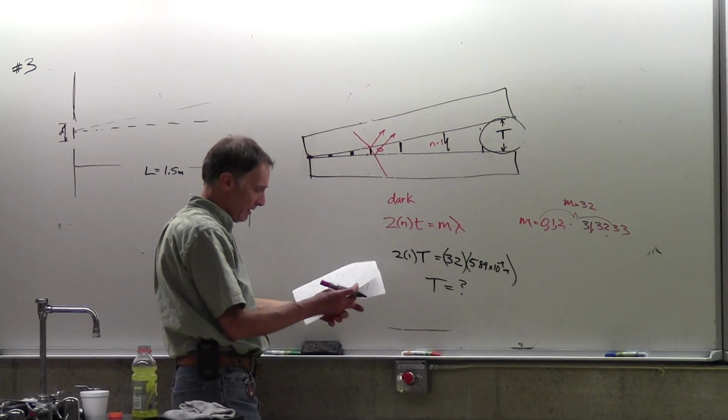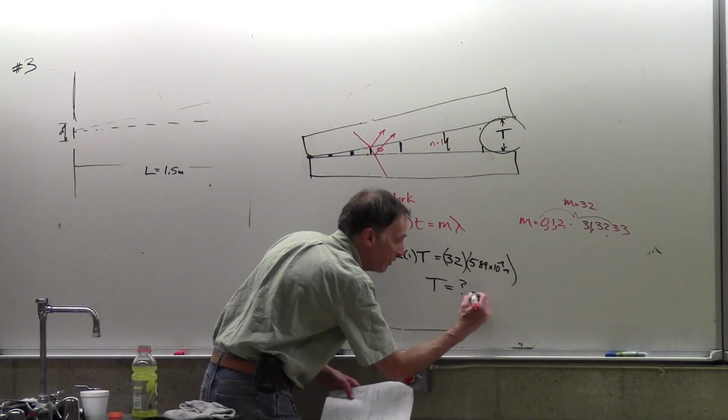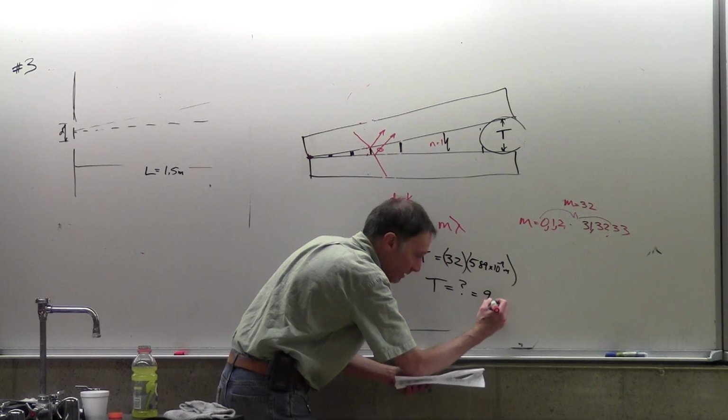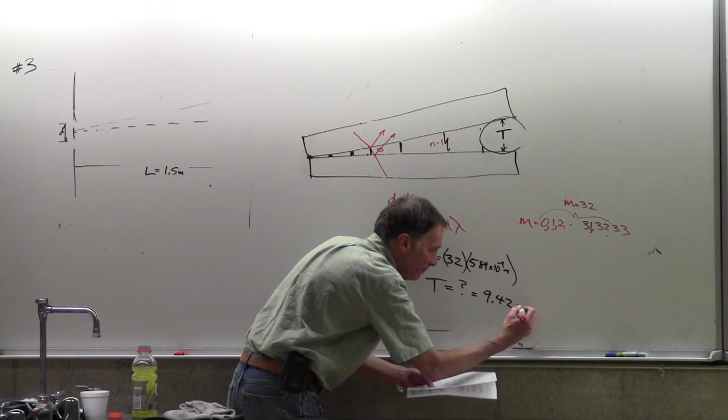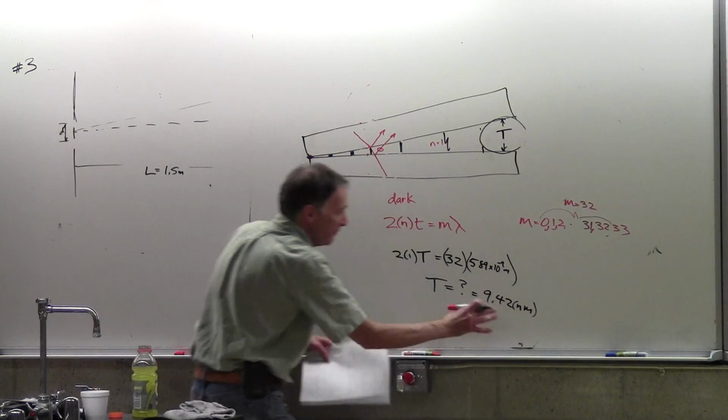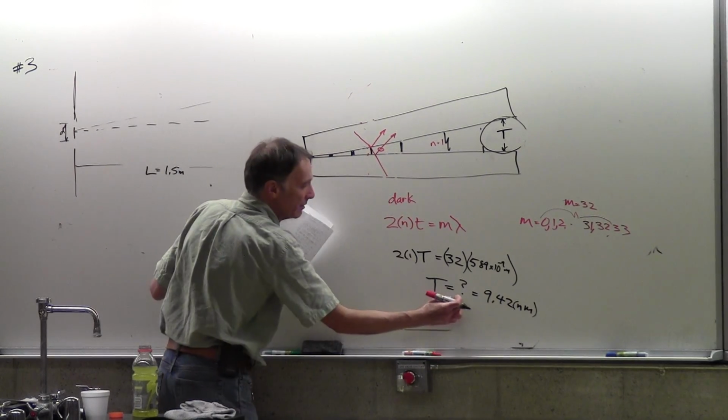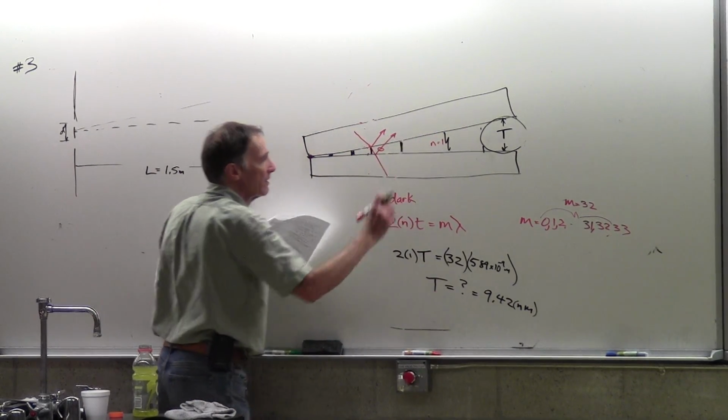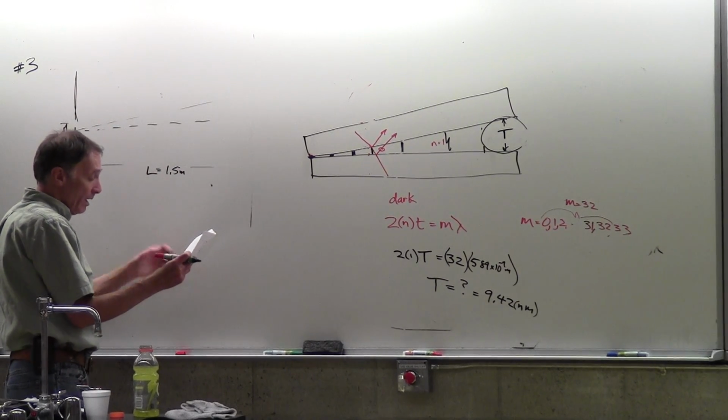I got a thickness of 9.42 nanometers. So these are, again, very, very tiny distances and tiny wavelengths in there.